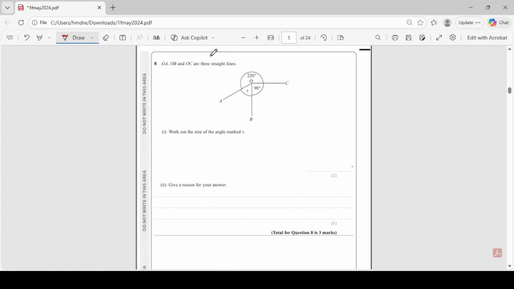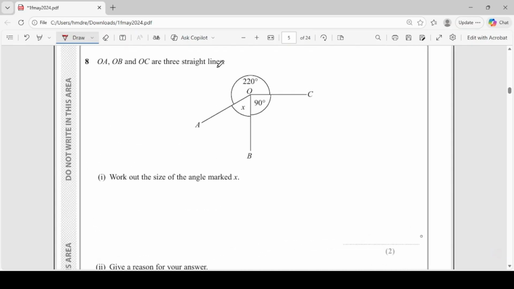Question 8. So we've got a few angles, a few lines here. OA, OB, and OC are 3 straight lines. Work out the size of the angle marked X. Okay, so we can see these angles here. They are all angles around a point, so they all have to add up to 360.